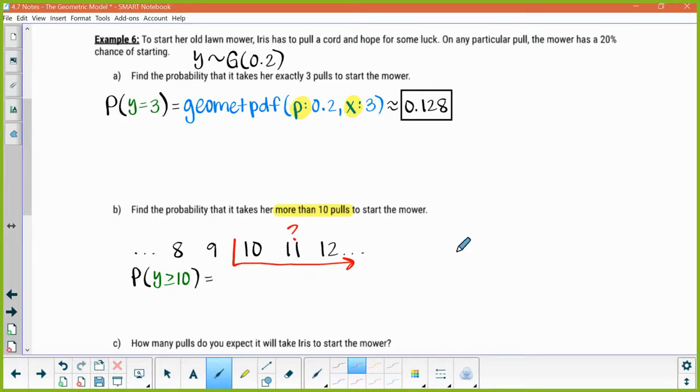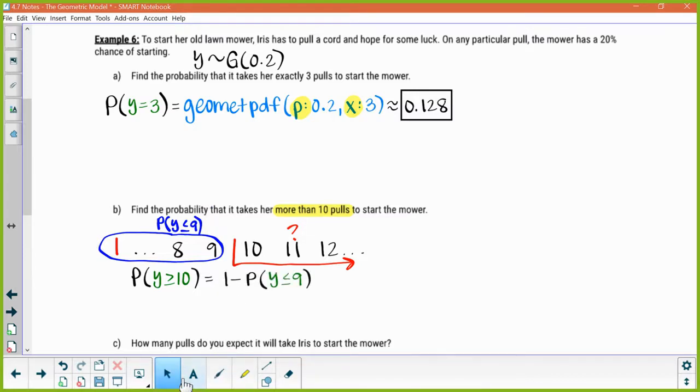Now, I know down here it's starting at 1. I can compute 1 to 9 pretty easily. I can find this probability. This is the probability that y is less than or equal to 9. And I can just subtract that from 1. So that's what I do. 1 minus the probability of y is less than or equal to 9. Because my calculator can do less than or equal to.